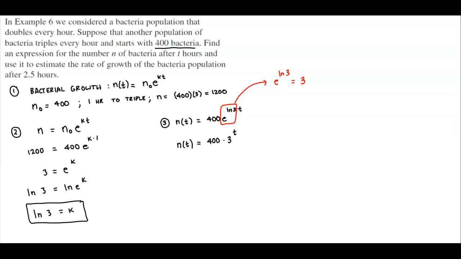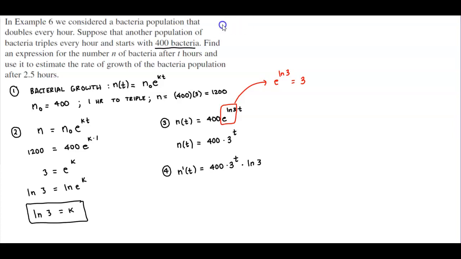And so now what we want to do is find the derivative of this function. So the derivative is going to equal 400 times 3 to the t times the derivative of 3 to the t, which is the natural log of 3. So therefore, there's our function.